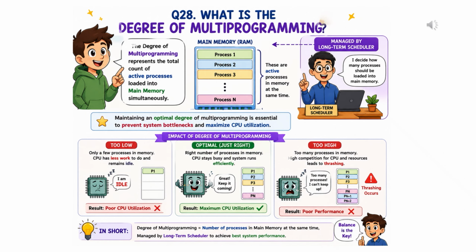Now, let's learn an important term: degree of multiprogramming. This simply means the number of processes currently loaded into main memory. The long-term scheduler controls this number. If too many processes are loaded into RAM, memory becomes crowded. The CPU spends more time managing processes than executing them. On the other hand, if very few processes are loaded, the CPU may remain idle because there isn't enough work to perform. Therefore, the operating system always tries to maintain an optimal degree of multiprogramming. This helps achieve maximum CPU utilization and overall system performance.